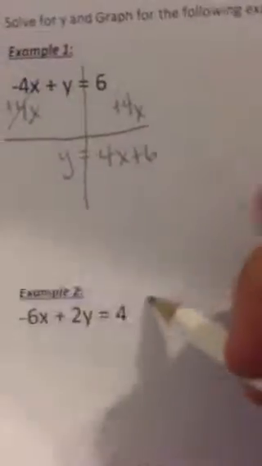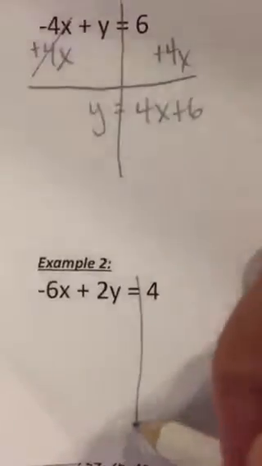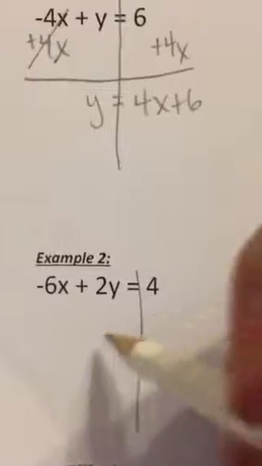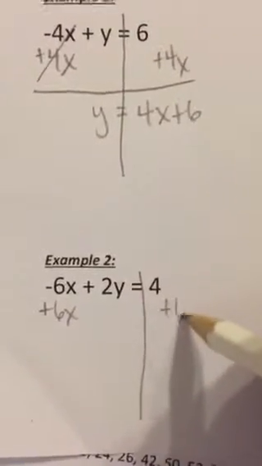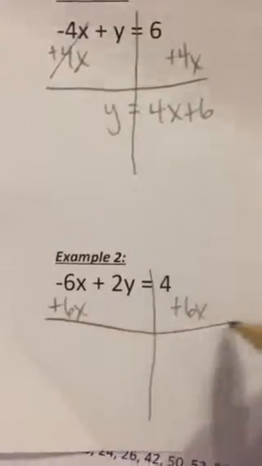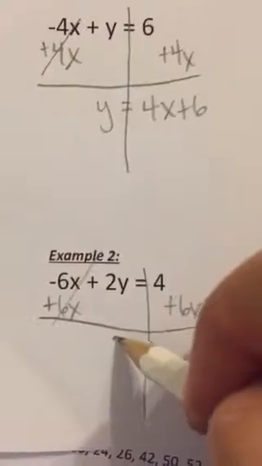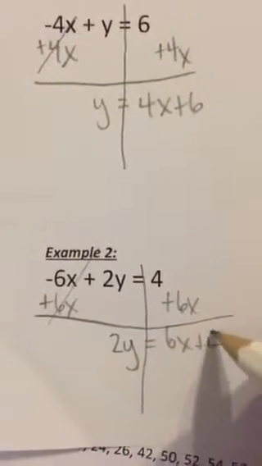Alright, then in example 2, I have negative 6x plus 2y equals 4. So on this one, I need to move this negative 6x over to the other side. So to do that, I'm going to add 6x to this side, add 6x to that side. So that whole term is going to cancel out, and I'm going to get 2y equals 6x plus 4.